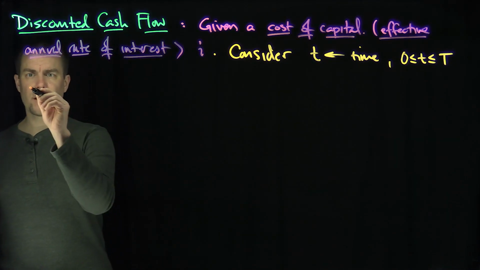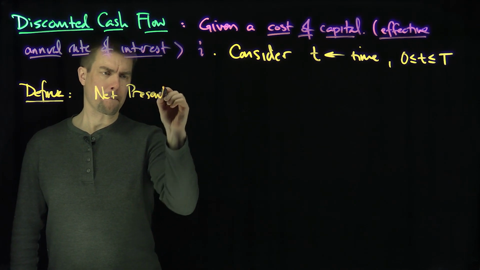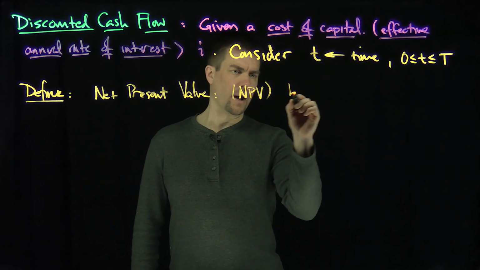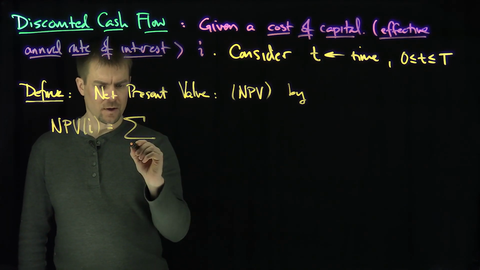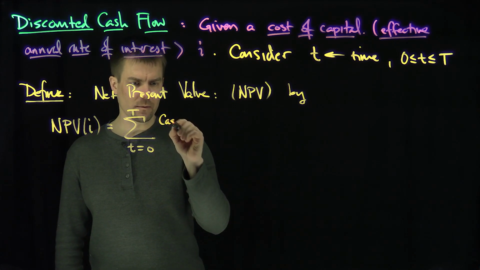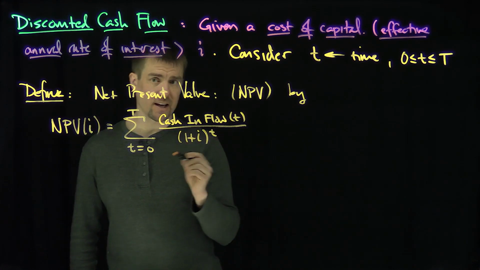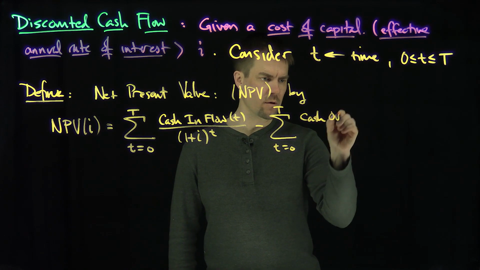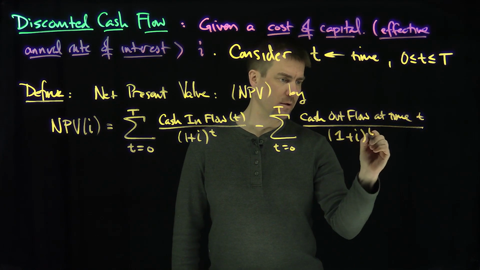Okay? And then we define the net present value, or NPV, by the formula: NPV as a function of I is going to be the sum, little t goes from 0 up to capital T, and all of that means every bit of information you have, put that into your sum. The cash inflow at time t over 1 plus I to the power t, that gives me my present value factor, minus the sum, t goes from 0 to T, of the cash outflow at time t, all divided by 1 plus the cost of capital to the power t, that's a present value factor.